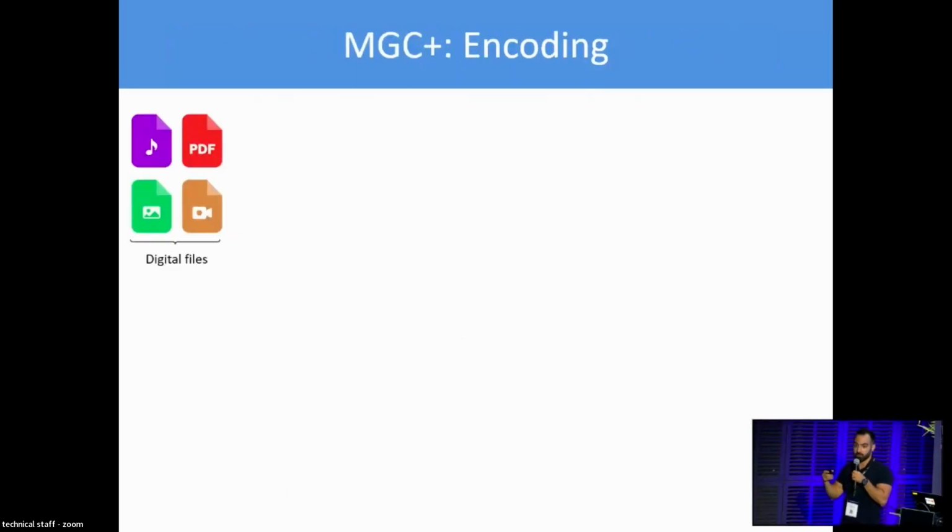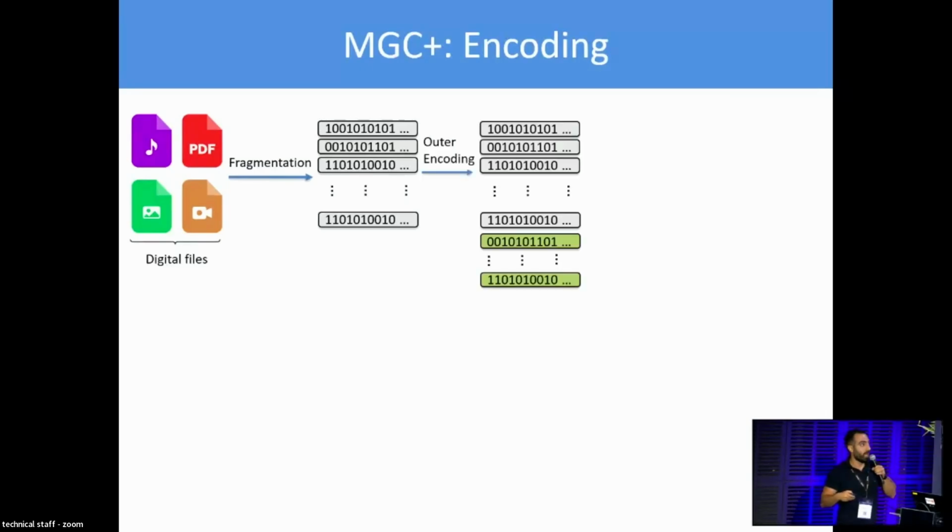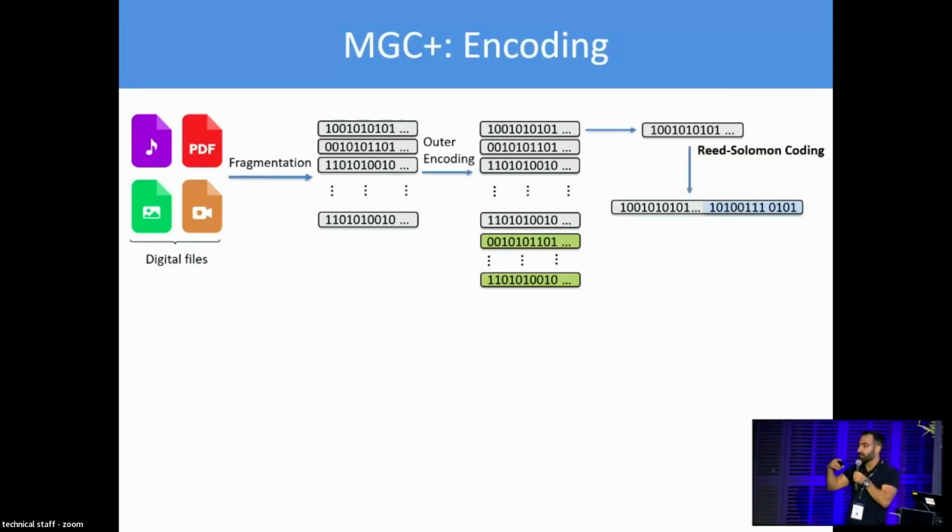So I will try to explain how MGC plus codes work, the encoding and the decoding, very briefly. I will not go into the technicalities. So this is going to be a simplistic explanation. Starting with some digital files, we first fragment this into shorter fragments, and then we use any outer code to generate redundant fragments. Our contribution is in the inner code part.